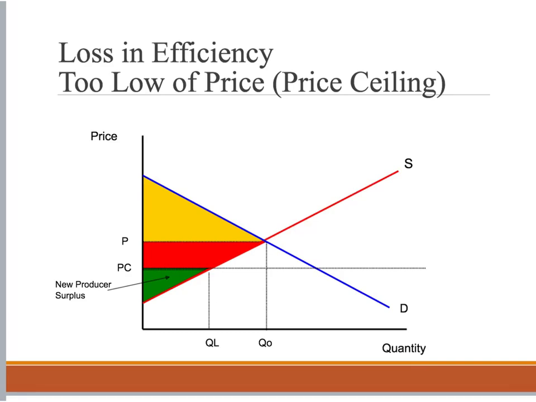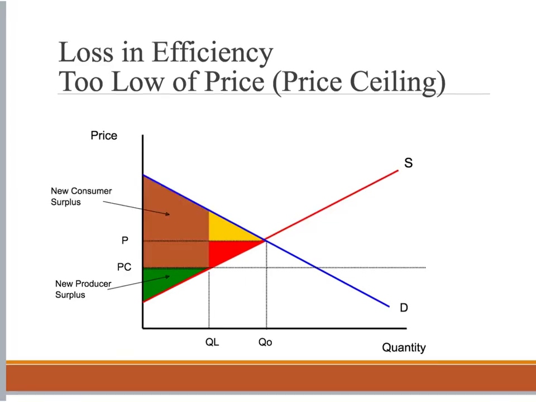Because the market is now producing QS levels of output with a legally mandated price, the opportunity cost of production increases, as shown by the shrinking producer surplus, which is now green. With the lower mandated price, however, the opportunity cost of consumption falls, which expands the consumer surplus to the area now highlighted brown.